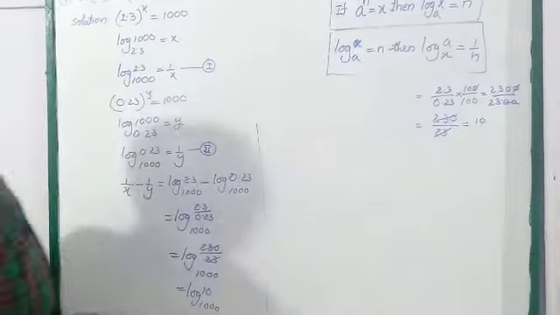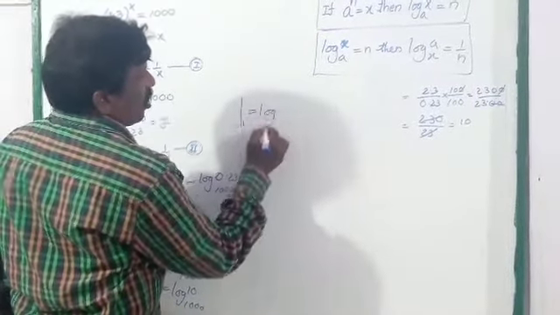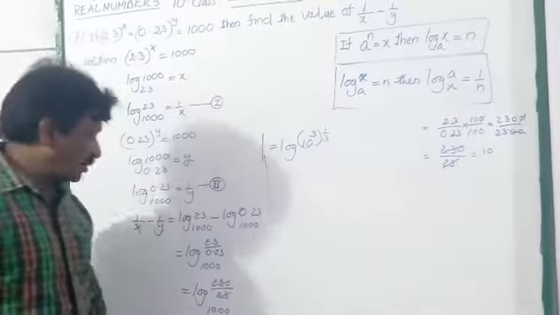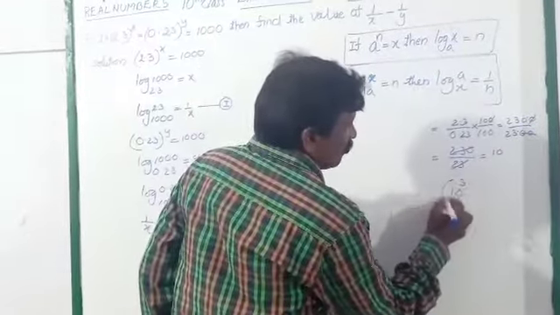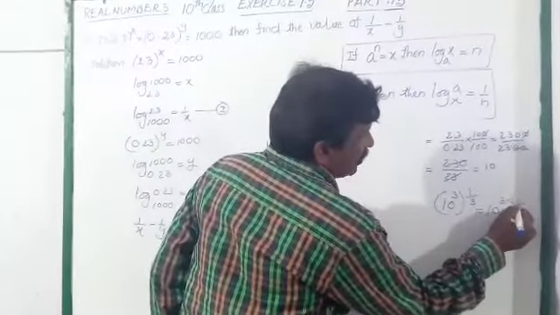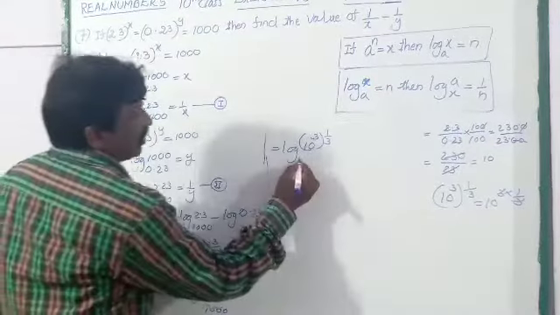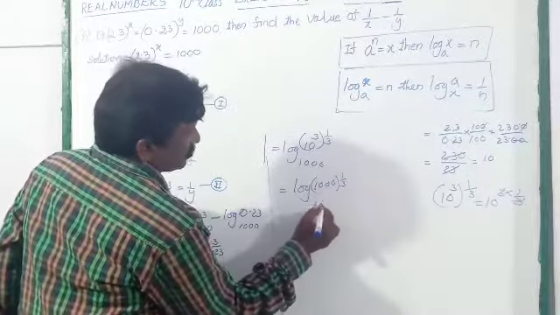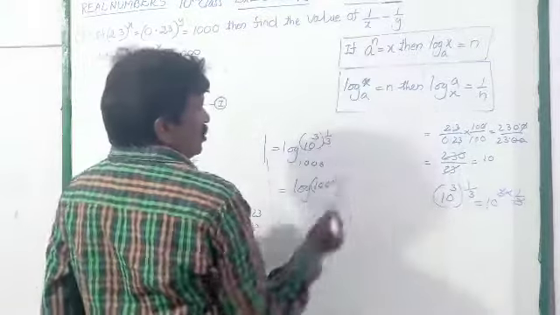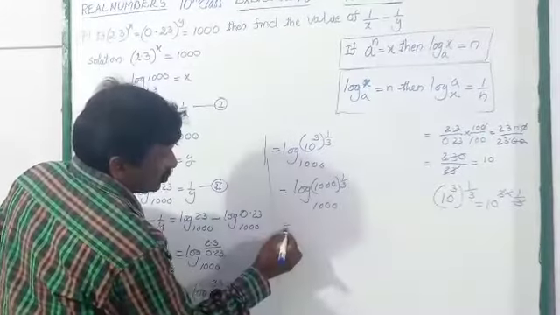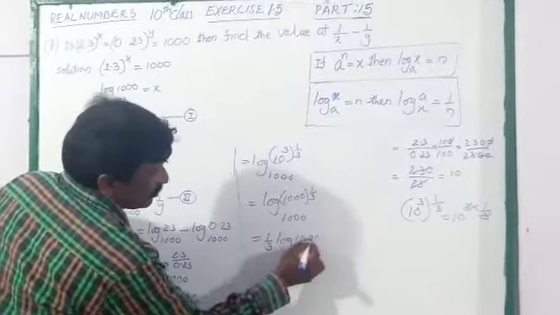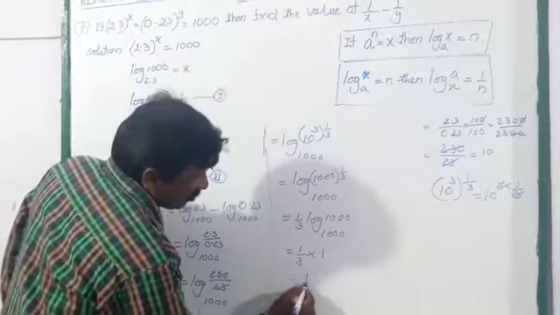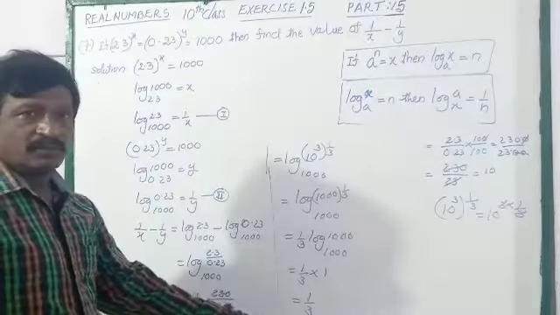Log 10 base 1000. How can we write 10? As 1000 to the power 1 by 3, so that the bases are equal. The 1 by 3 comes out in front as a power: 1 by 3 log 1000 base 1000. Log a base a is 1. So 1 by 3 into 1 is 1 by 3. So 1 by x minus 1 by y is equal to 1 by 3.